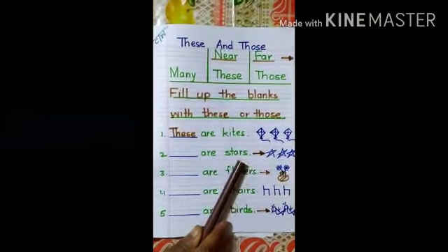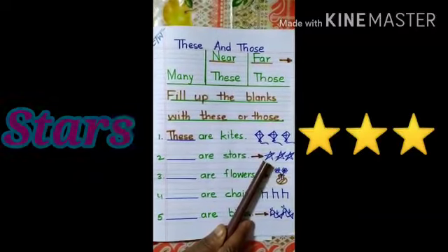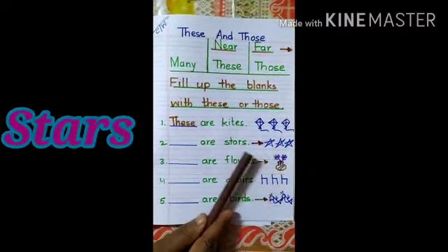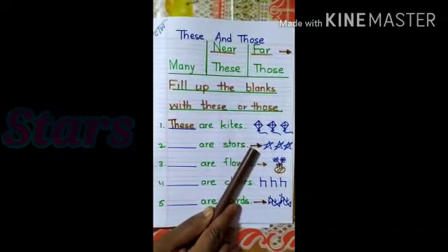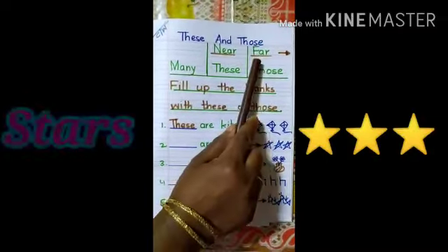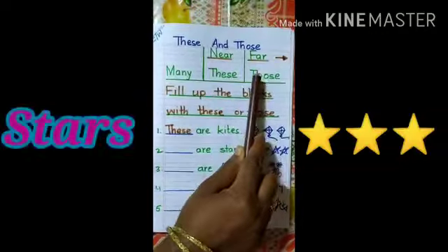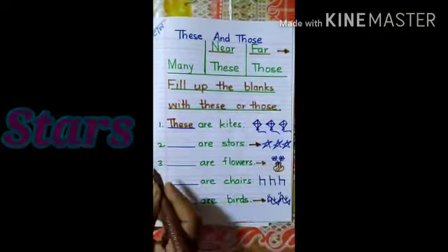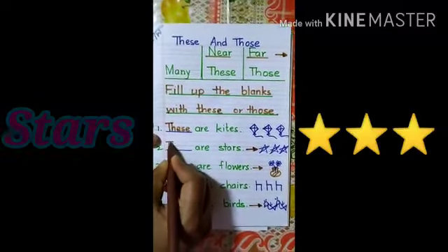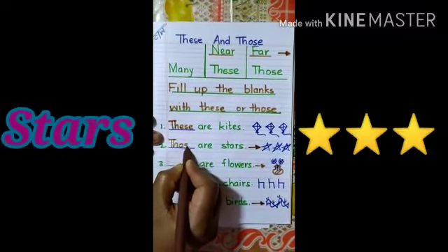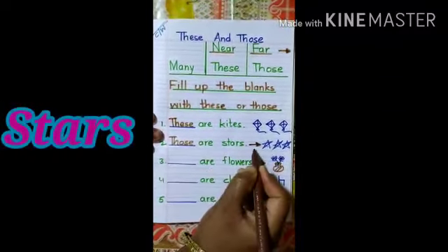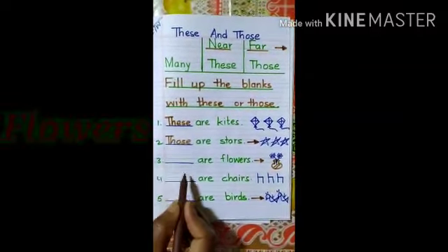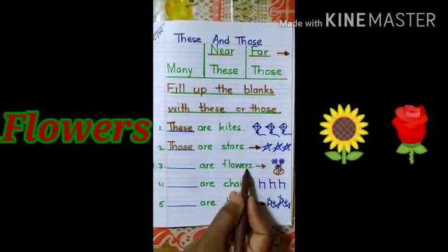So in the second sentence, what do you see here? Dash are stars. You can count the stars children. 1, 2, 3 stars there. There's an arrow that shows it is far. Far shows an arrow. So what you're going to write children? Those. Those are stars.